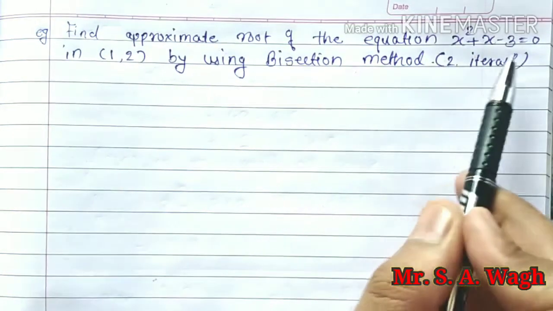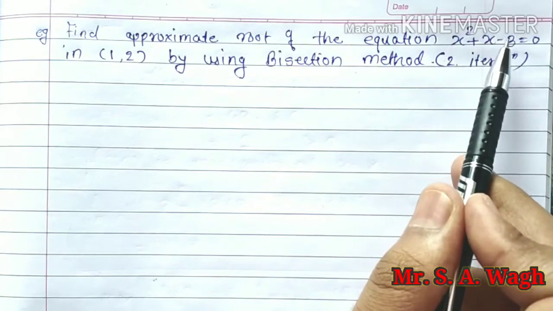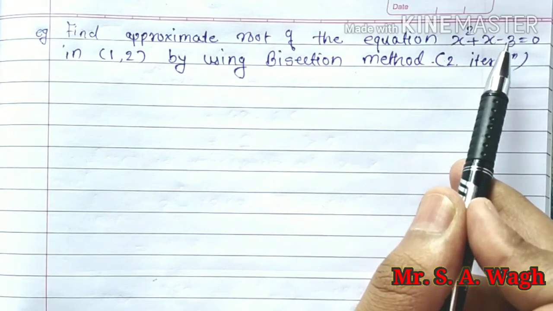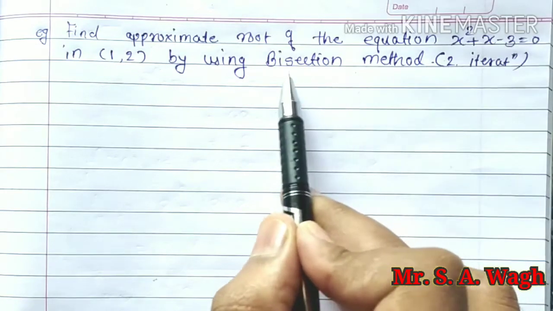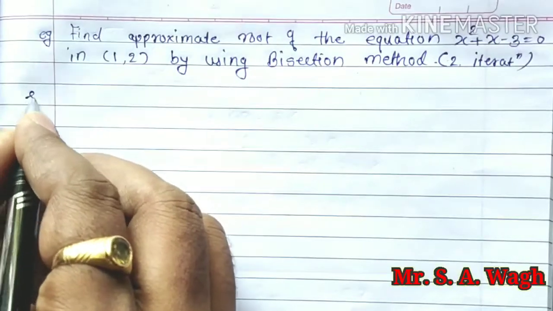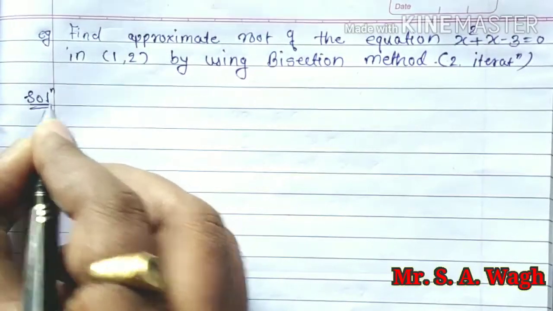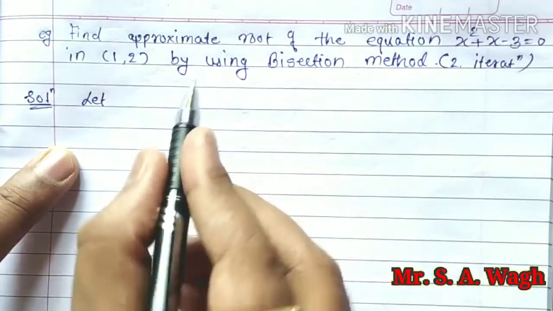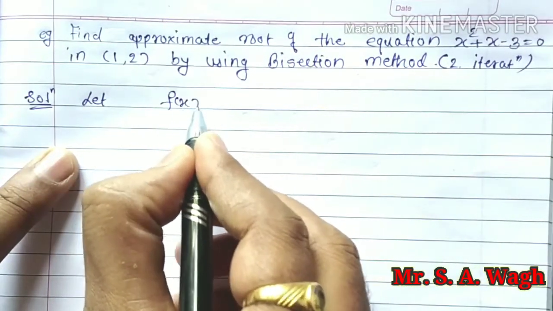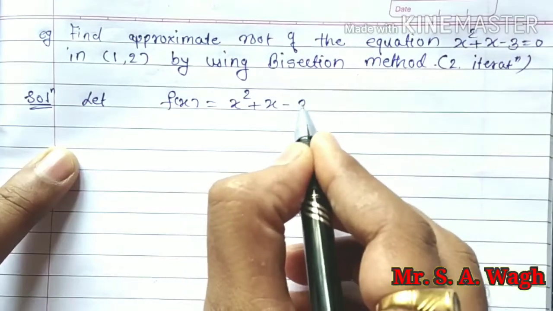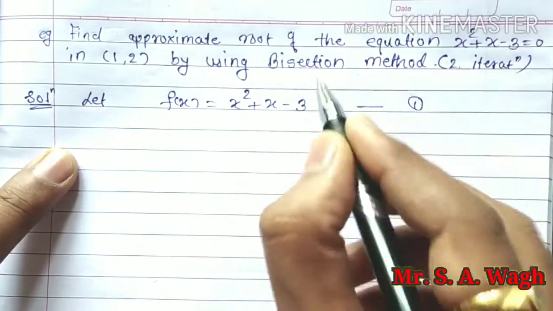So for any polynomial equation, algebraic equation, we can find one of the solutions by iterative method. One of the methods is bisection method. So we solve this one. Let us consider from the polynomial, this is your function f(x). So LHS of polynomial, x square plus x minus 3, this is your function.